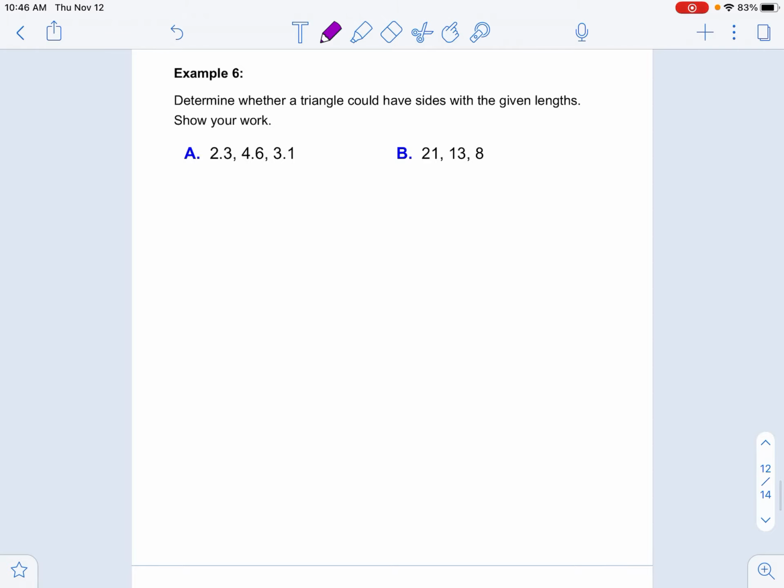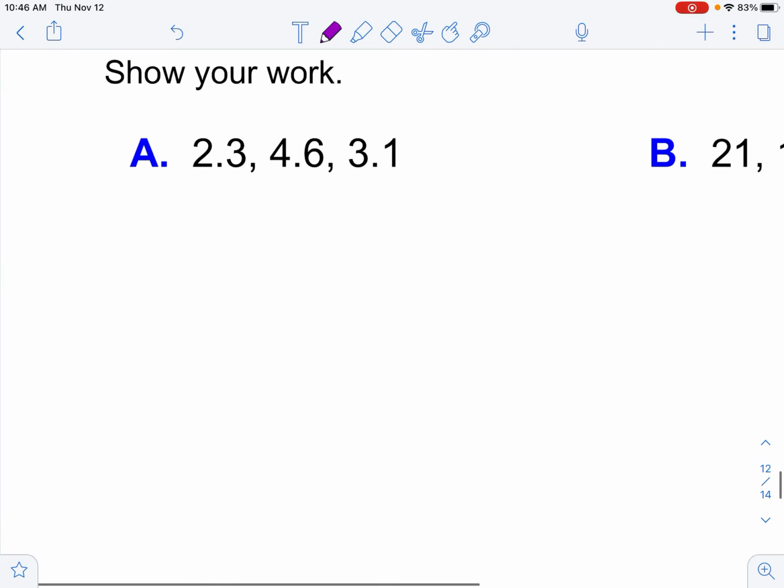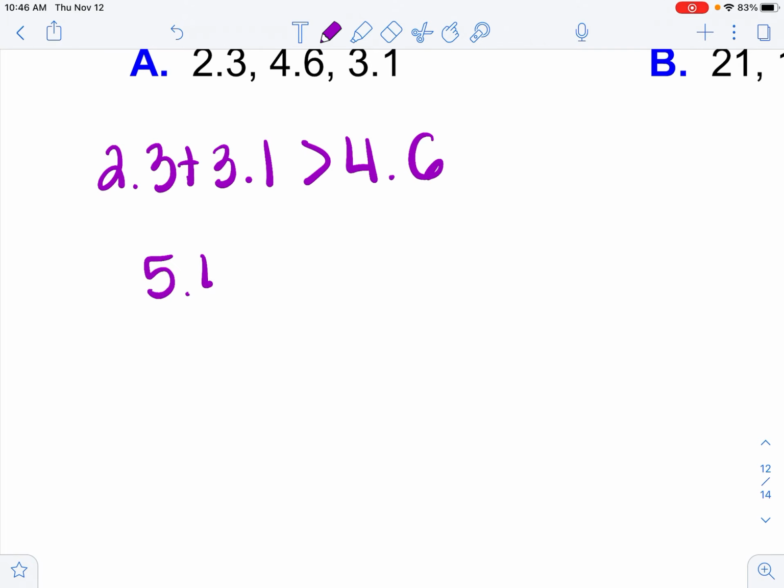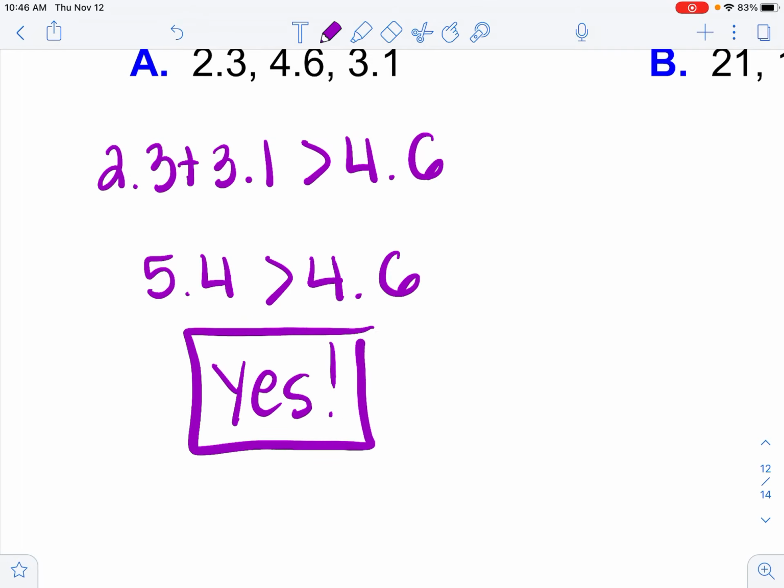All right, we have 2 more here. Try those on your own. All right, the two shortest sides, 3 plus 3.1 is greater than 4.6. So that's 5.4 is greater than 4.6. Is 5.4 greater than 4.6? Yes, this is a triangle.